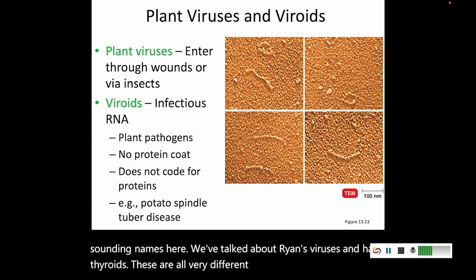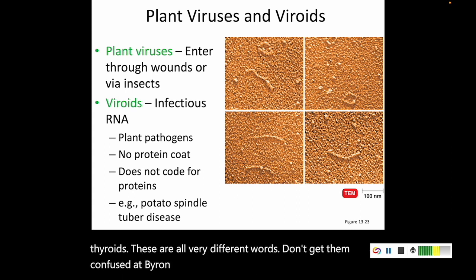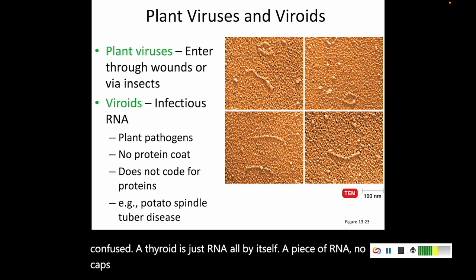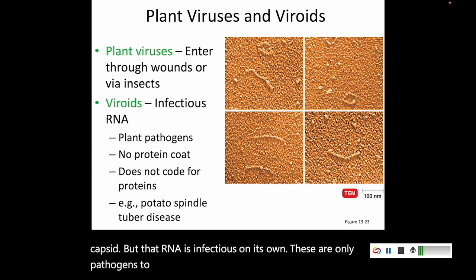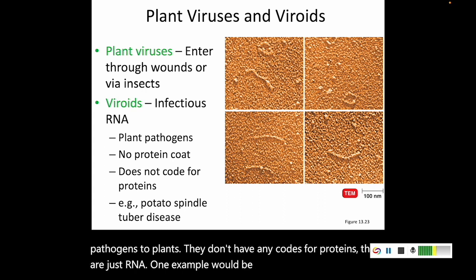Don't get them confused. A viroid is just RNA, all by itself, a piece of RNA, no capsid. But that RNA is infectious on its own. These are only pathogens to plants. They don't have any codes for proteins. They are just RNA. One example would be potato spindle tuber disease.